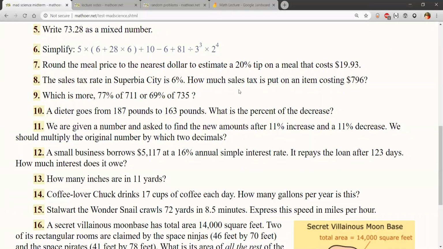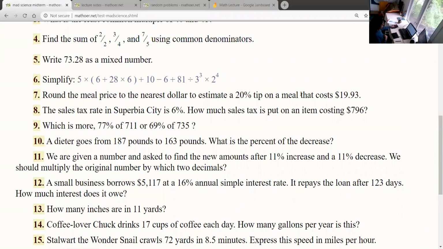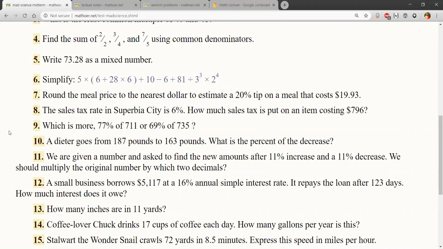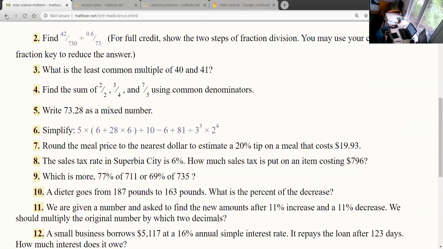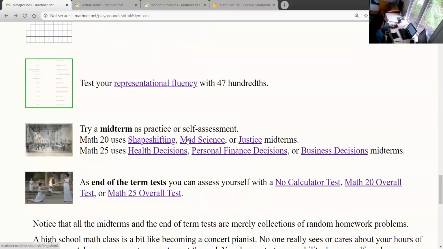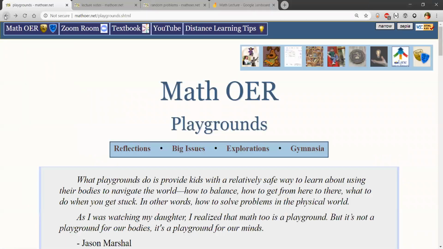Is the midterm going to be timed? Nope, nothing is timed this term. How many midterms are there? There's 3, one for each of the sections: Shapeshifting, Mad Science, and Justice. Okay. There's only one achievement for it.